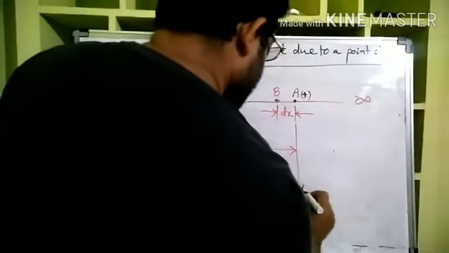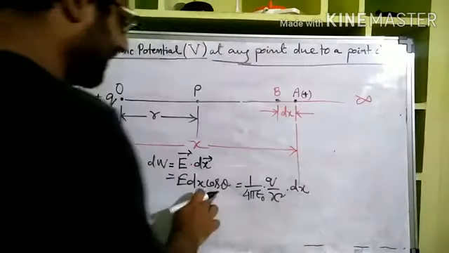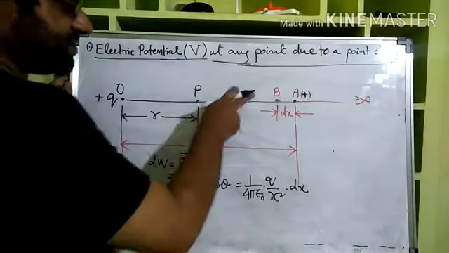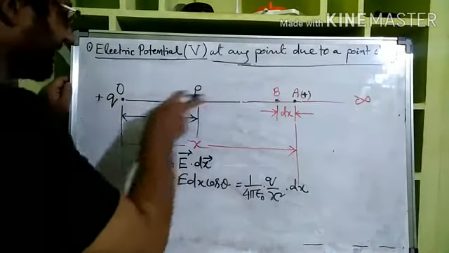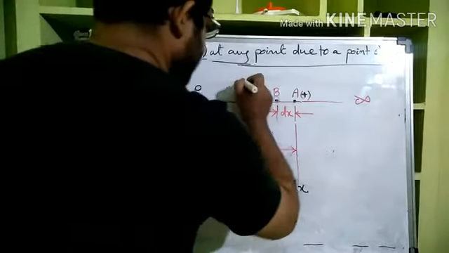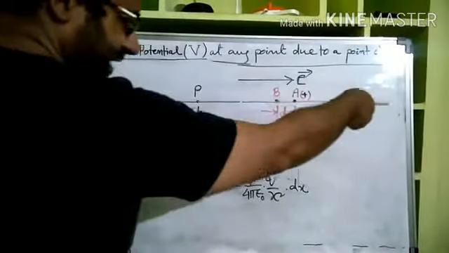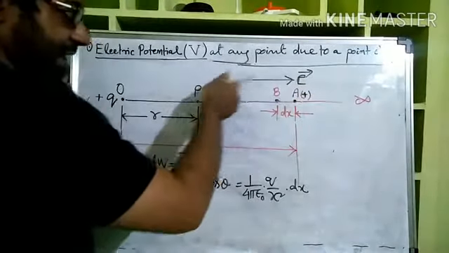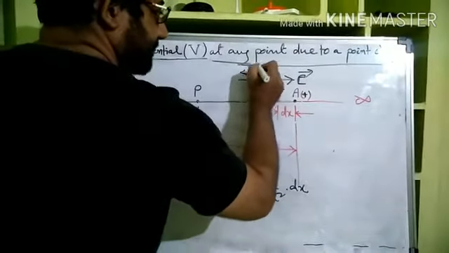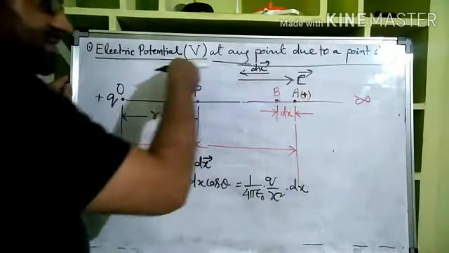dx, then cos theta. Theta is what? Angle between E and dx. What is the E direction? From positive it is going away, right? So this is the E direction. What is the dx direction? The displacement is happening in this direction, we are bringing it. So dx is in this direction.